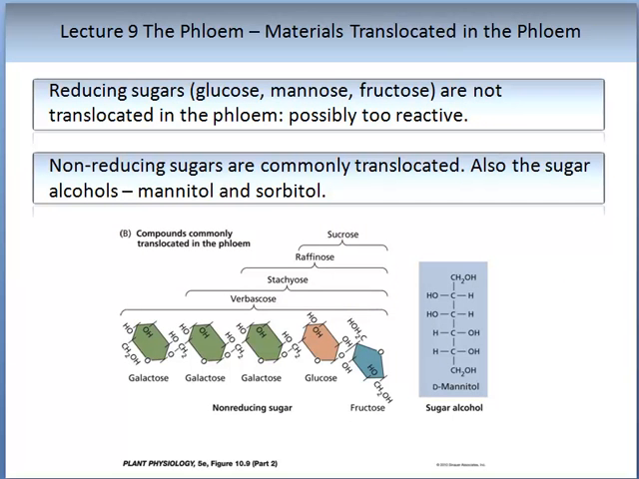It is commonly accepted that reducing sugars such as glucose, mannose and fructose are not translocated in the phloem, possibly because they are too reactive in this form. Non-reducing sugars are commonly translocated, as are the sugar alcohols, mannitol and sorbitol. The figure on the screen shows the structure of some of these compounds.